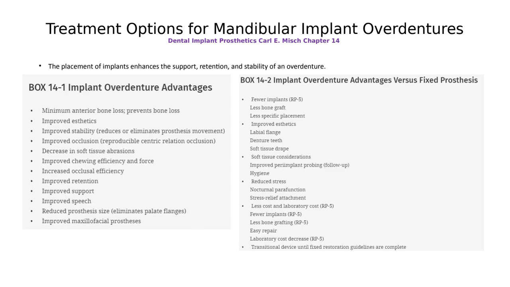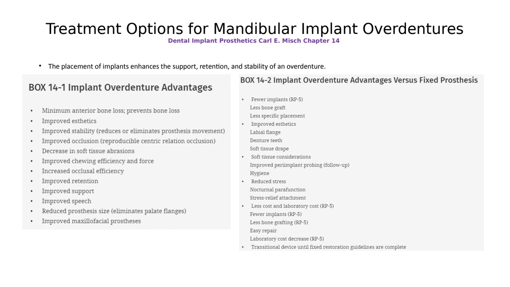Treatment options for mandibular implant overdentures. The placement of the implant enhances the support, retention, and stability of the overdentures. What are the advantages? Minimum anterior bone loss; it prevents bone loss. Once we have an implant inserted into the bone, that stimulates bone growth through the osseointegration process, but also prevents further bone loss.